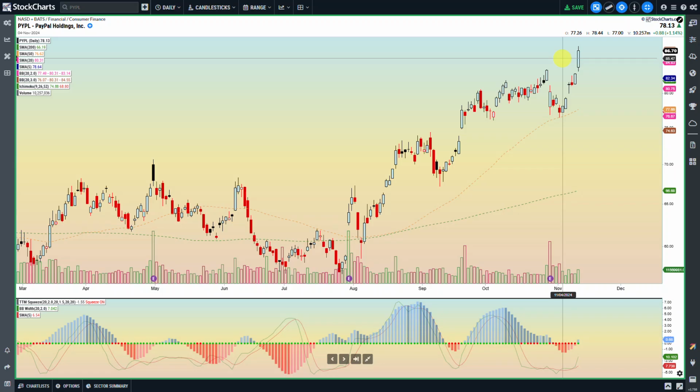Say it goes from 85 down to 80. Okay, I'm at a loss technically in the stock, but you know what? I still have confidence in PayPal. I still think it's in an uptrend. We can see it right here. It's been in an uptrend since August. I still think it's in an uptrend.